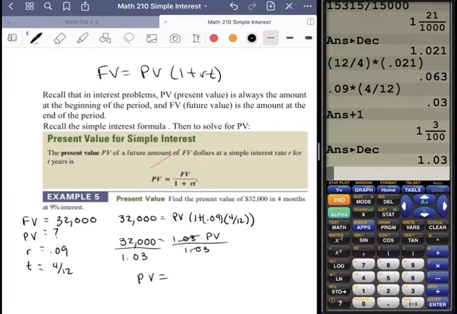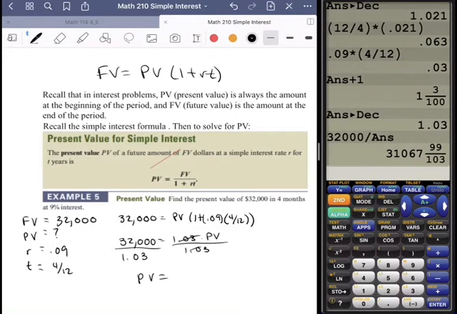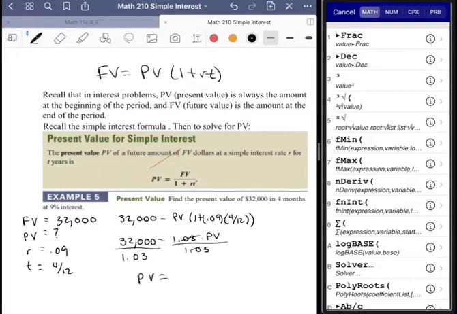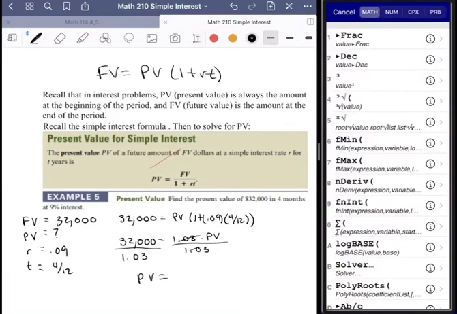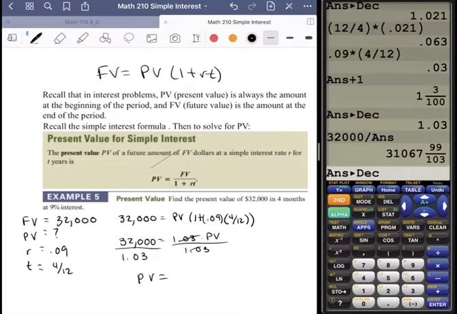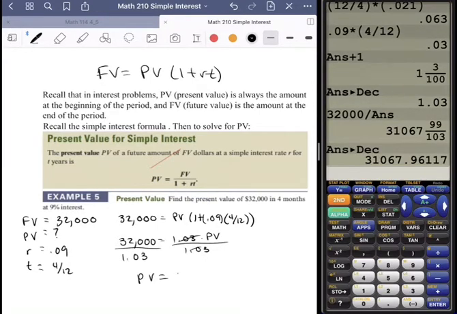So I have that present value equals 32,000 divided by 1.03. So I have 31,067.96.